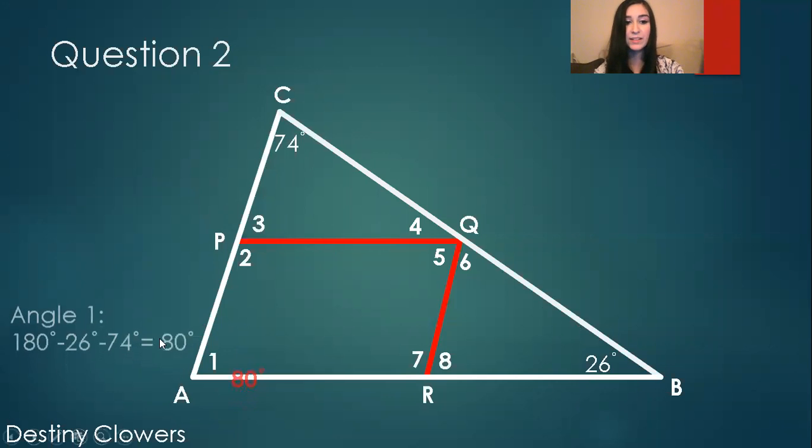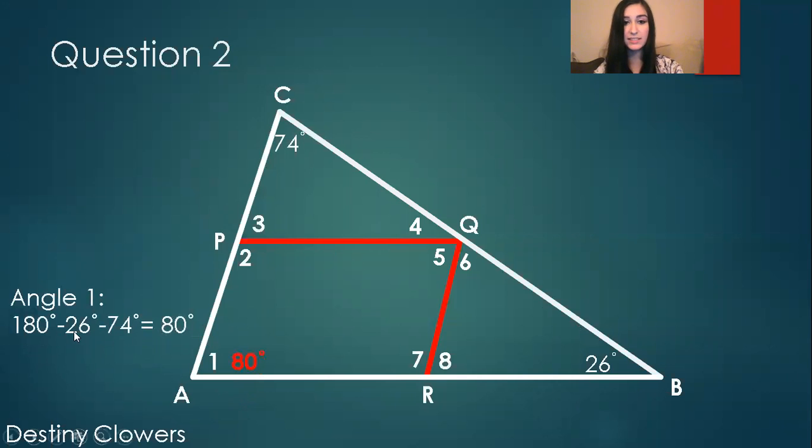So we can do 180 minus 26 minus 74, which are these 2 points in the triangle, and that equals 80 degrees.